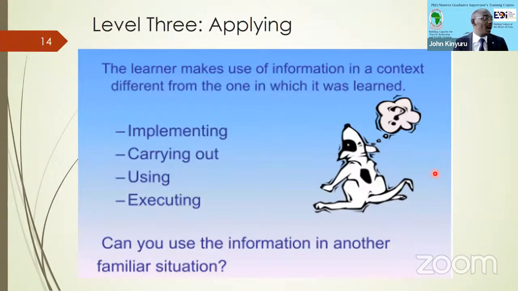Level 3 is applying. It is still at the lower level, lower order of thinking, but up to some point, the higher order of thinking starts at this point now. And now this is where the learner makes use of information in a context different from the one in which it was learned. And this is mainly for those of us who give projects to our undergraduate students.